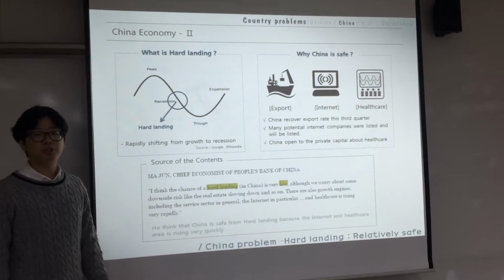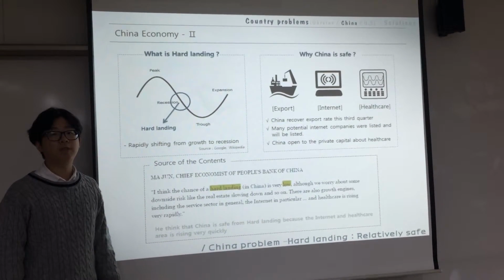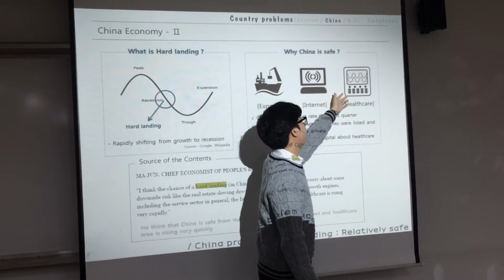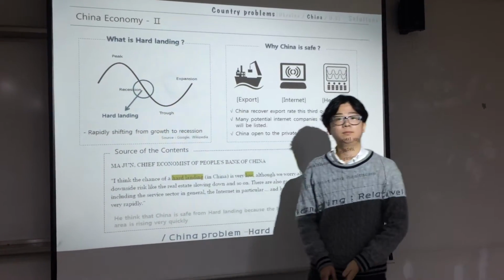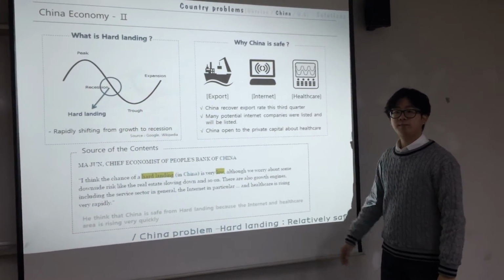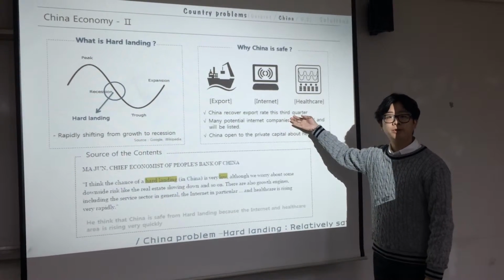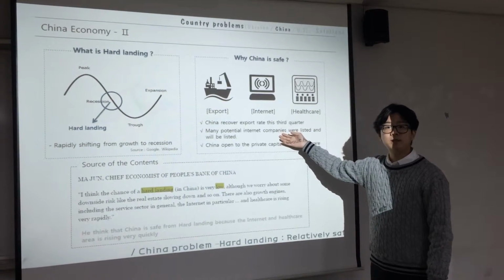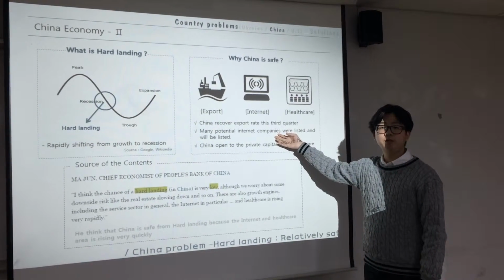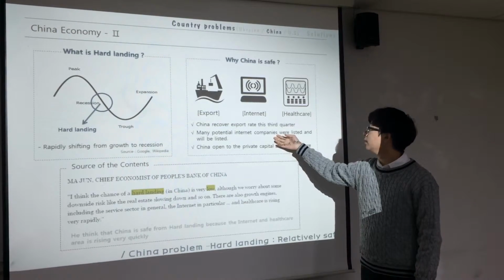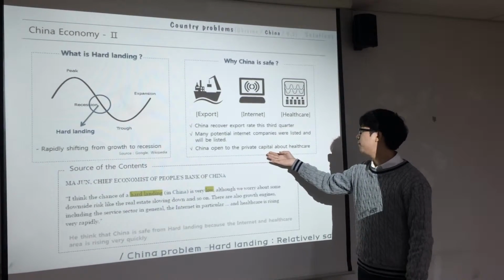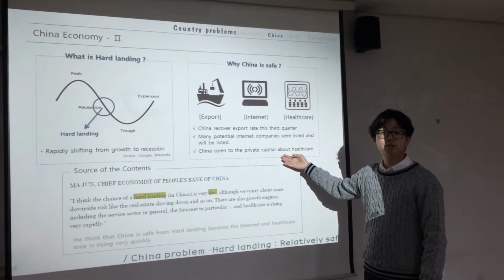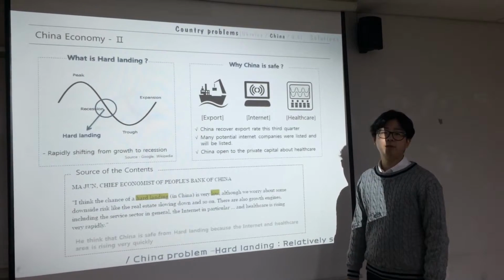There are three reasons why China is safer from the hard landing problem. The first one is export, and the internet and healthcare areas. China recovered its export ratio in this third quarter. And many potential internet companies such as Alibaba were listed on the stock market, and there are many other potential companies which are not listed yet. Lastly, China opens to private capital in healthcare. Because of the huge population in China, this field can be very beneficial to them.